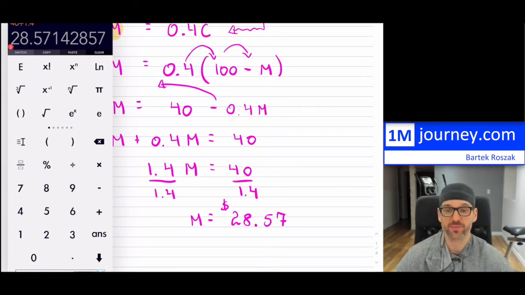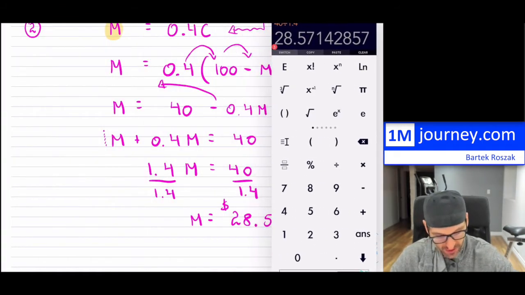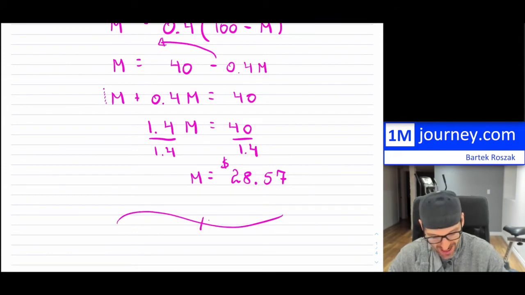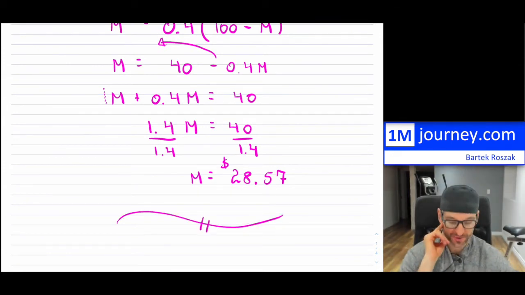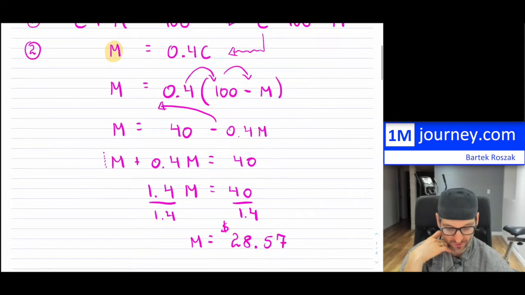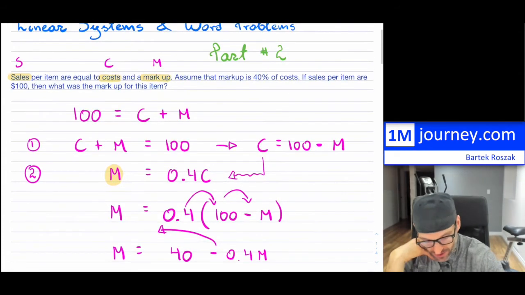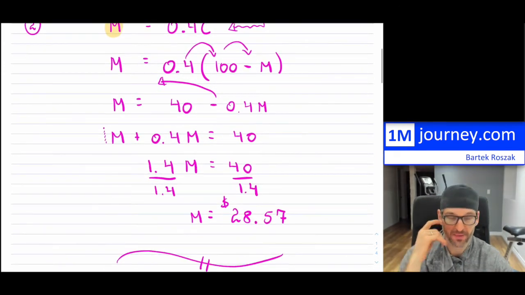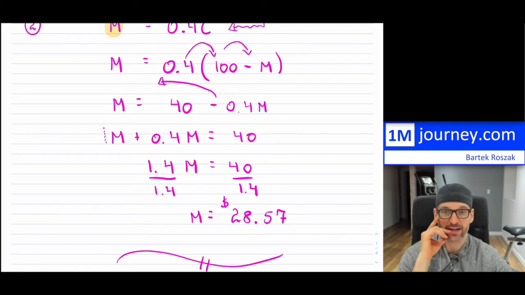$28.57 approximately, right? Most of the time when you're in high school in the beginning, they give you nice numbers, everything works out, but that's not always reality in the real world, okay? But that's how you would solve for the markup. Now they only ask me for the markup, so that's all that I'm going to solve for. If they wanted the cost, I can always plug it back in and then get exactly what the cost was.